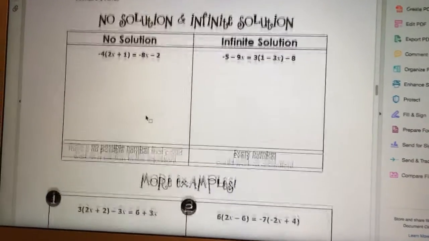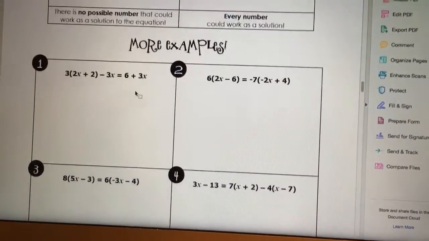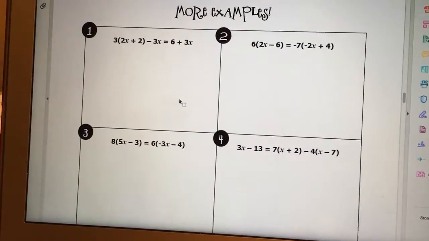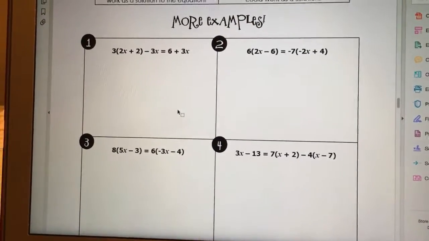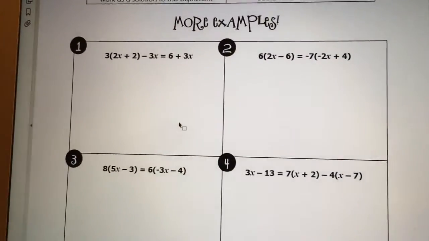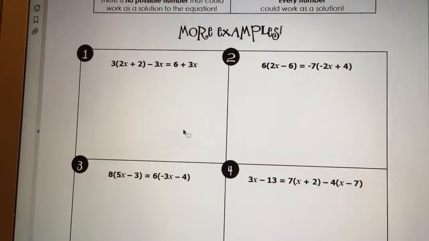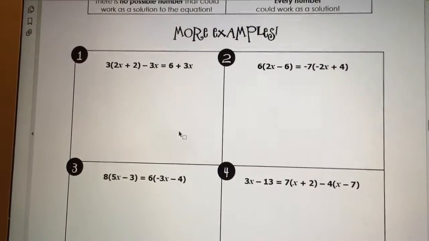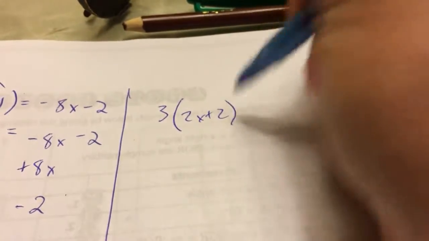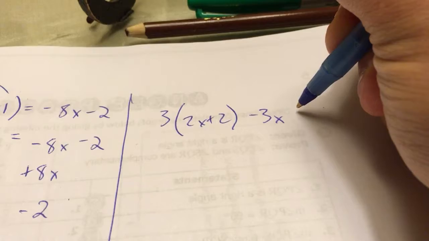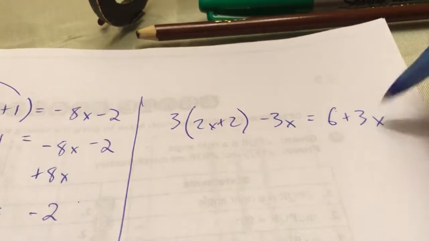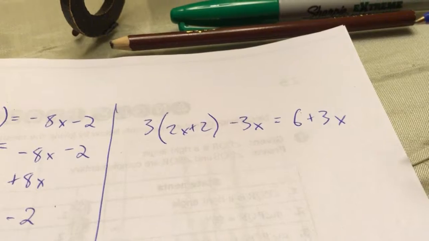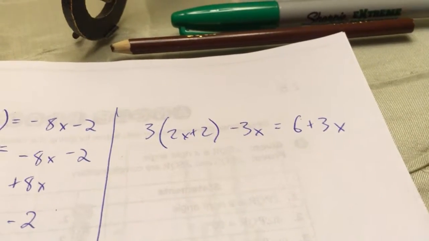Okay, so next, let's work a couple of the examples. Just numbers 1 and 2. For number 1, our first step is to do what? We're going to distribute the 3. So I'm going to copy this over here real quick. We've got 3 times 2x plus 2 minus 3x equals 6 plus 3x. And we are looking at number 1 in the notes packet for section 2.3. So first step is to distribute the 3.